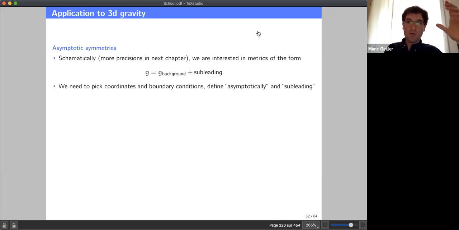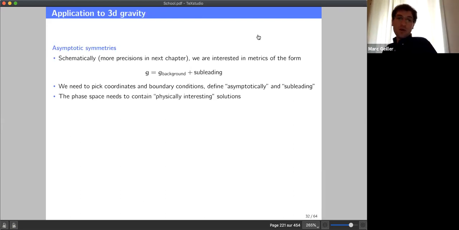Of course, if I want to make this explicit, we have to pick coordinates, we have to pick boundary conditions, we have to really specify the form of the metrics, and we have to be a bit more precise about what we mean by asymptotic when we say asymptotic symmetries, and what I mean by subleading in this equation. Subleading in which sense, when which coordinate is large? This is what we have to specify.